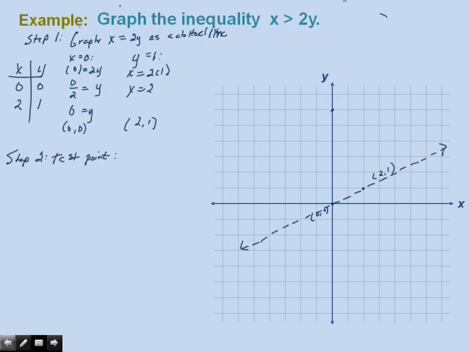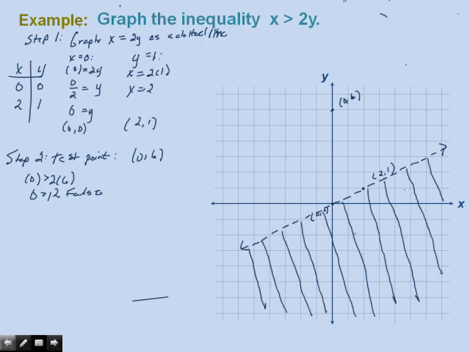Let's pick this point up here, which would be the point 0, 6. So we're going to plug that in for our x and our y in our original inequality. So we have 0 is greater than 12. That's false. That means that we're going to shade the opposite side of the line from where that point was. So we're shading this side of the line down here. All right, so there we have our solution.